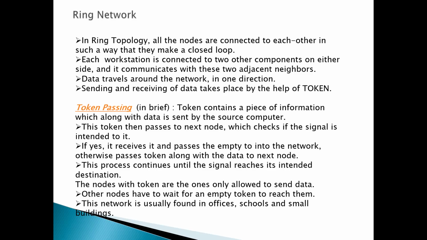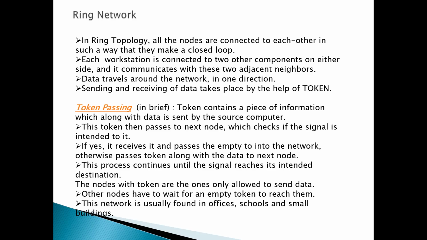The computer which is sending data is called the source computer. This token then passes to the next node, which checks if the signal is intended for it. If yes, it receives it and passes the empty token into the network. Otherwise, it passes the token along with the data to the next node. If any PC has to send data, it must have access to the token. This process continues until the signal reaches its intended destination.